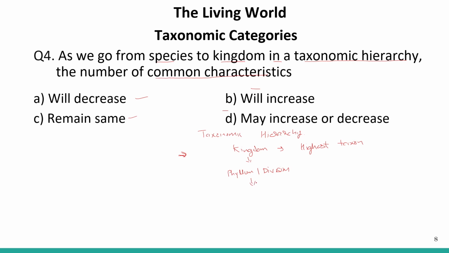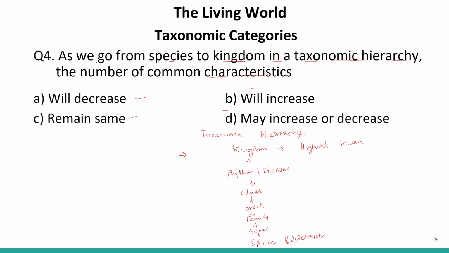Then after phylum, what we have? Class. Then the lowermost category to class, order. Then we have the family. Then genus. And finally, what we have? We have species. Species is the lowermost taxon.